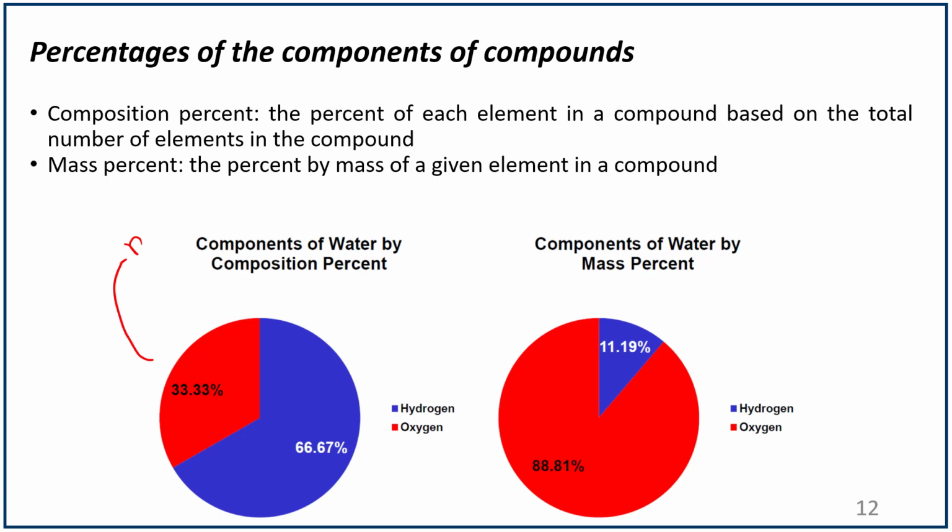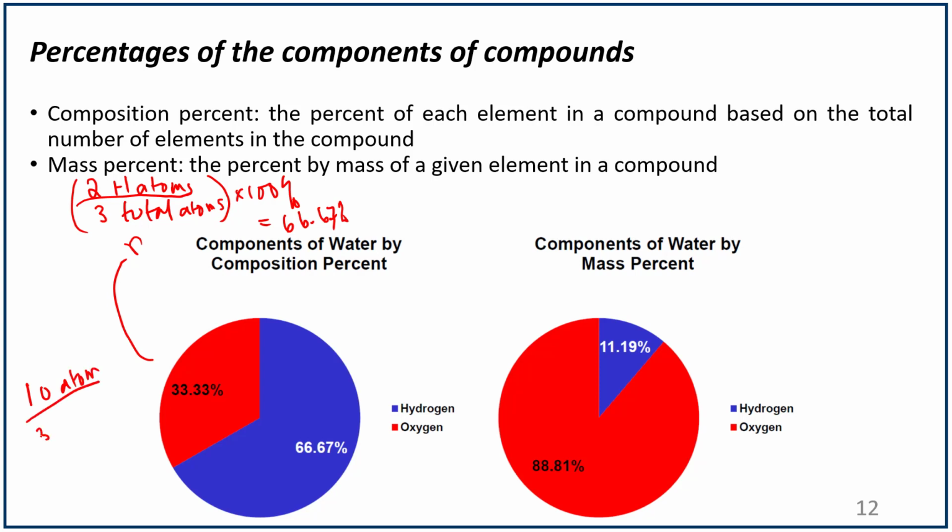Let's just say, for example, according to this cartoon, you have almost 67 percent of hydrogen, and that number is derived from knowing that you have 2 hydrogen atoms divided by 3 total atoms, meaning 1 oxygen and 2 hydrogens, times 100%, so that should give you 66.67%. Now the same thing can be done with the one oxygen atom over 3 atoms, and this will give you 33%.